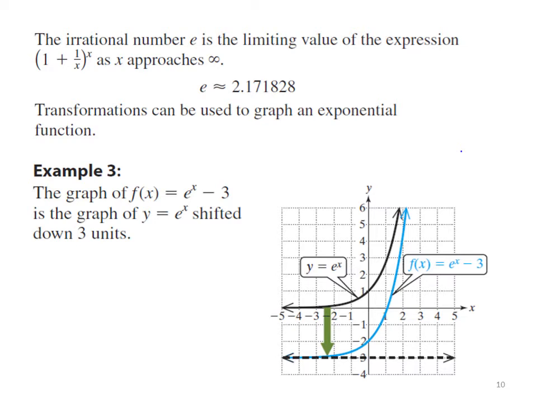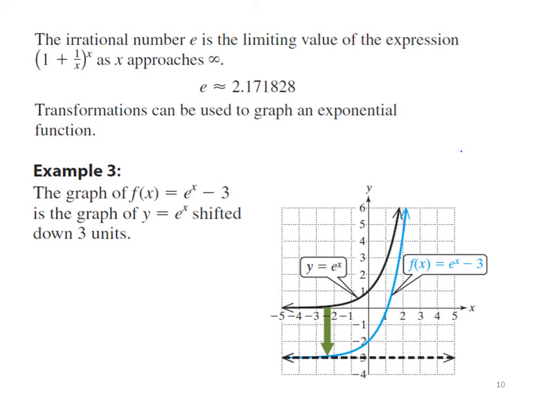This is an irrational number. It's a well-known number in mathematics. It is approximately equal to 2.171828. This is a number rounded to 6 decimal places, but since it's an irrational number, the representation just continues indefinitely. But approximately, the value for e can be rounded to any desired number of accuracy. Now, transformations can be used to graph an exponential function.